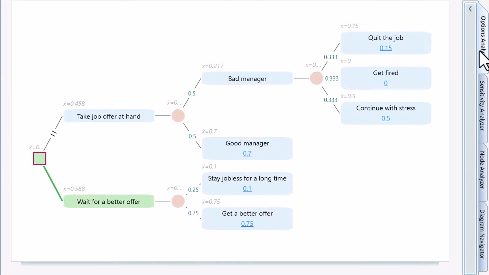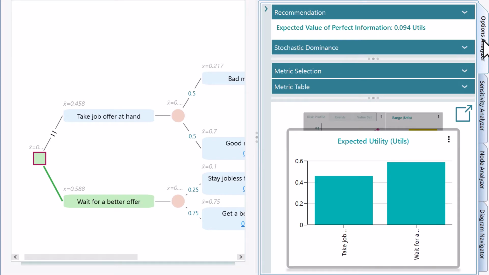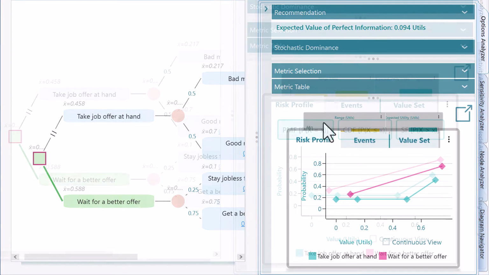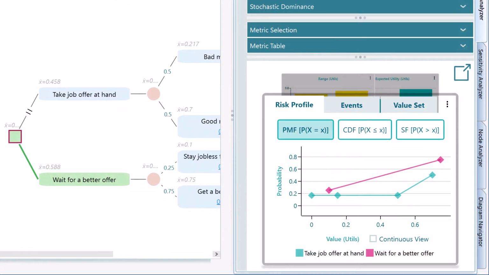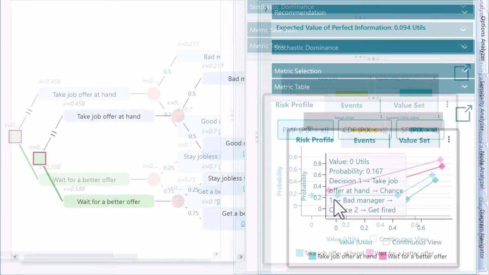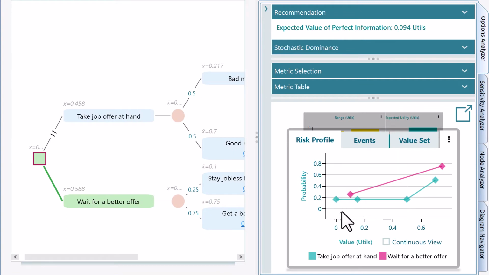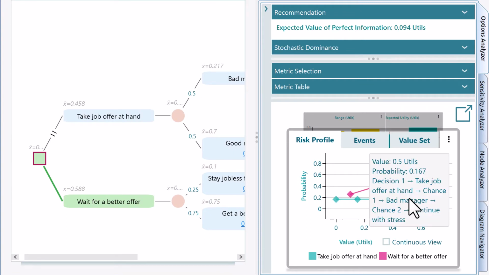If you expand the options analyzer for the above tree, you will see the risk profile chart in the carousel. If you notice the risk profile chart, you will understand how the chart portrays the probability distribution tables that we just discussed earlier. The tooltip on the data points in the chart shows the detailed event name as shown below.